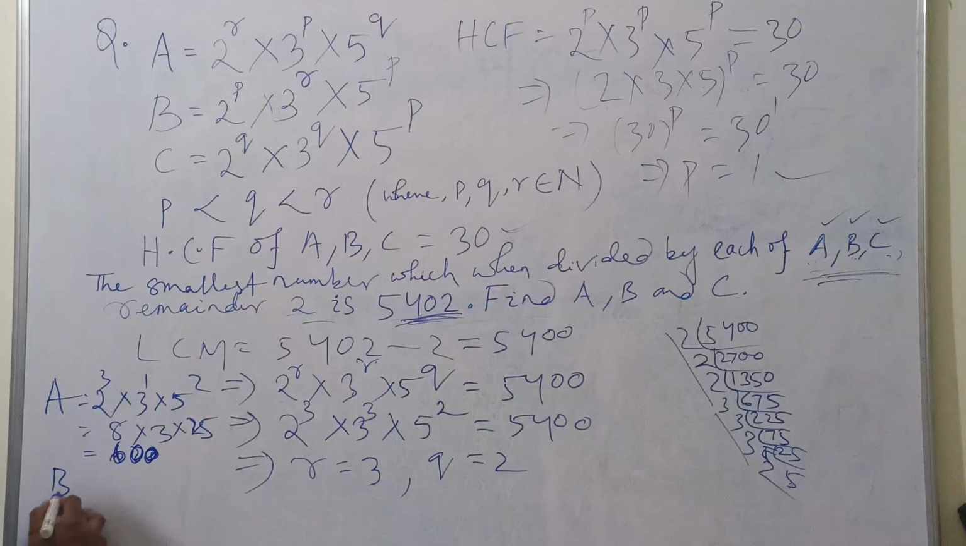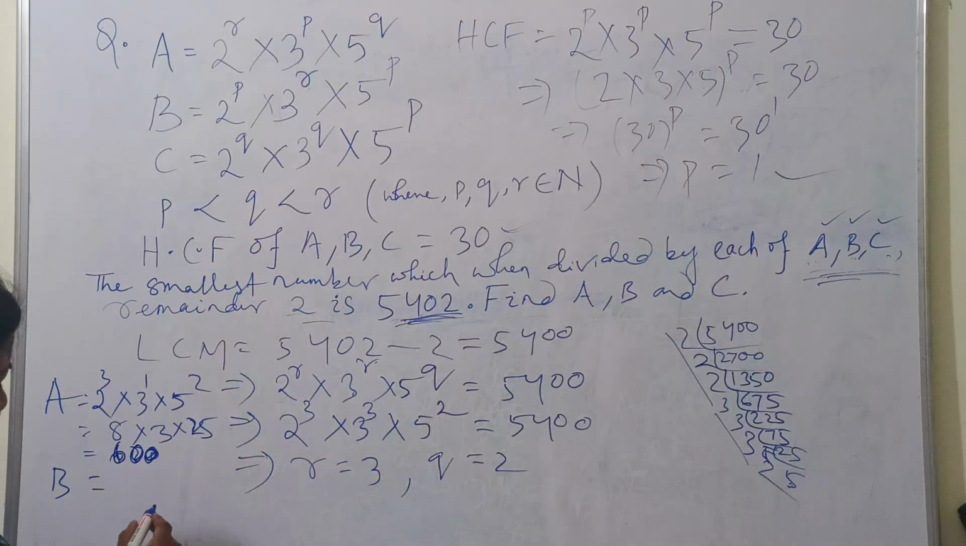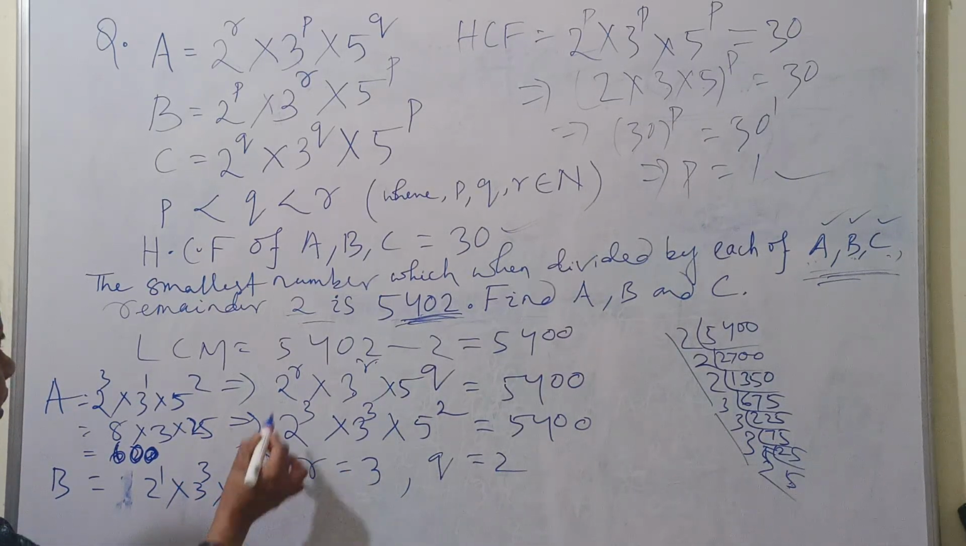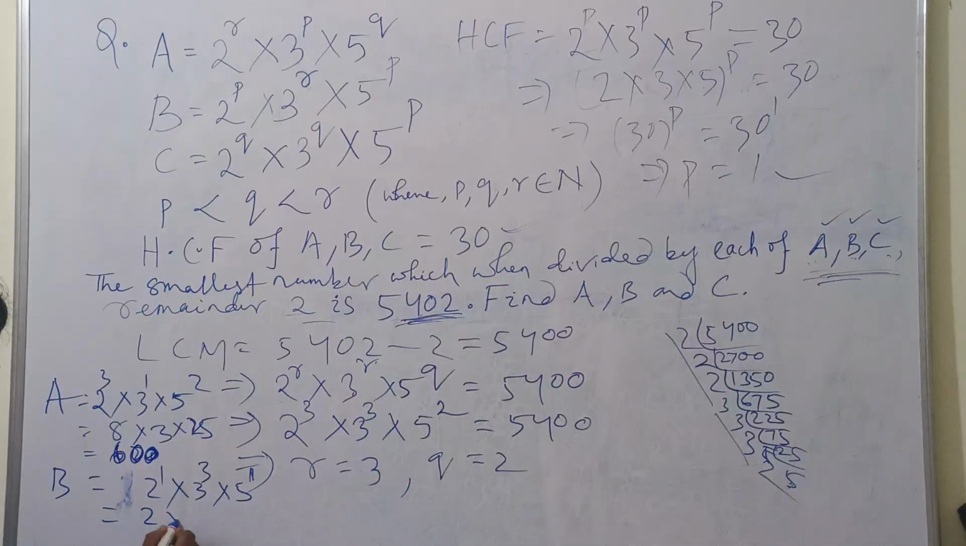Now the value of B is equal to 2 to the power P, 3 to the power R, 5 to the power P. 2 to the power P means 2 to the power 1. 3 to the power R means 3 to the power 3. 5 to the power P, 5 to the power 1. That is equal to 2 into 27 into 5. That is equal to 270.